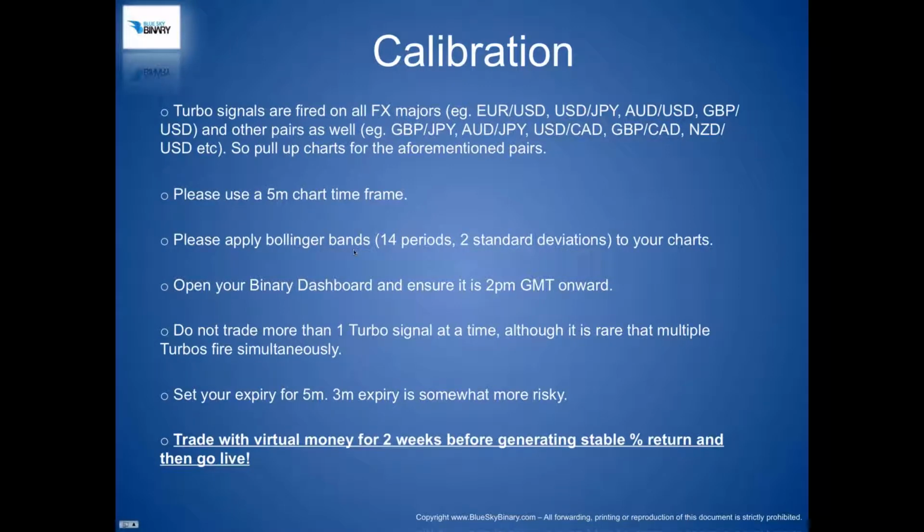Apply Bollinger Bands, okay? Trading without Bollinger Bands is trading blind, so please apply them and ensure that your period is set to 14 periods with 2 standard deviations. If you want to increase this period for added safety, you can increase it to 20 or up to 25 periods, but keep your standard deviations at about 2 or 1.5. Don't increase it to 3 to 4, you just won't get enough opportunities.